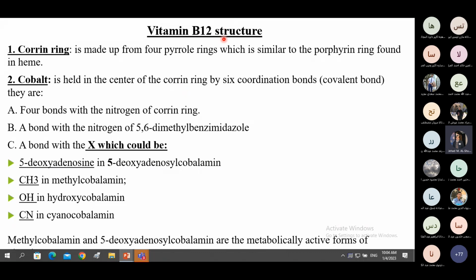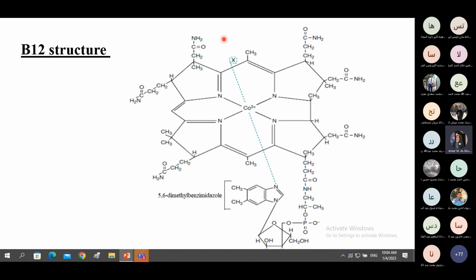Now, vitamin B12 structure. This is the structure. The B12 structure is complicated, a complex, as you can see. This is the structure of B12, and it is one of the most complicated structures, as you can see.